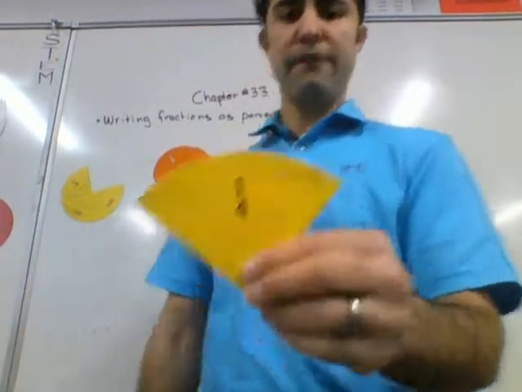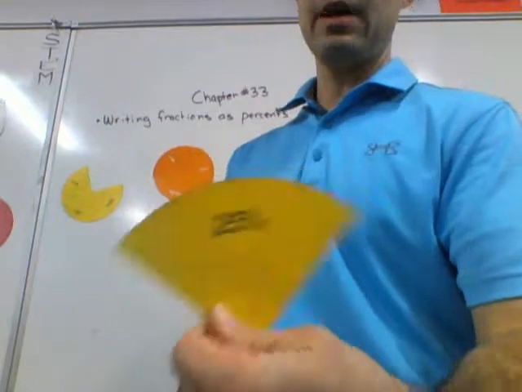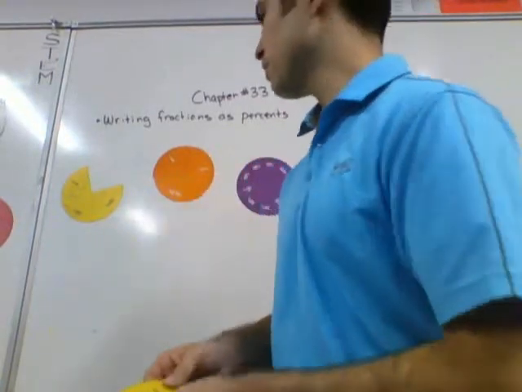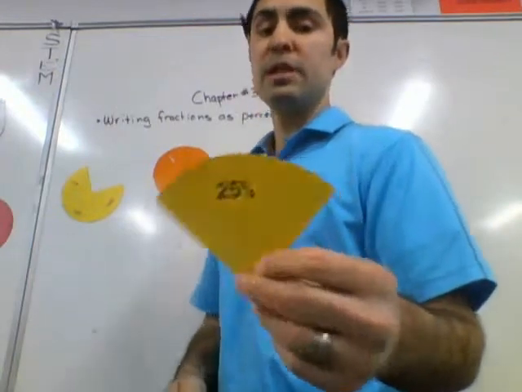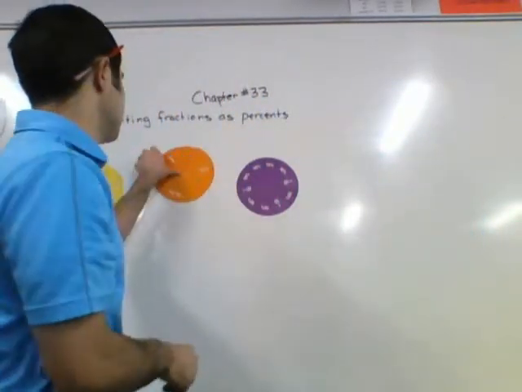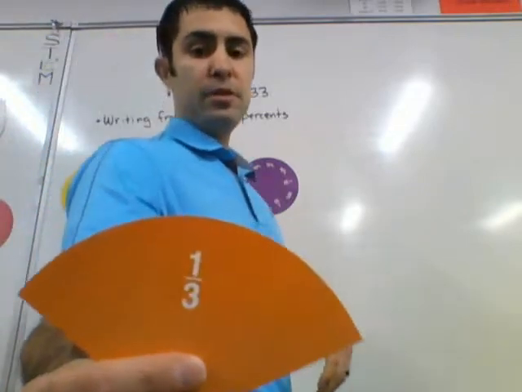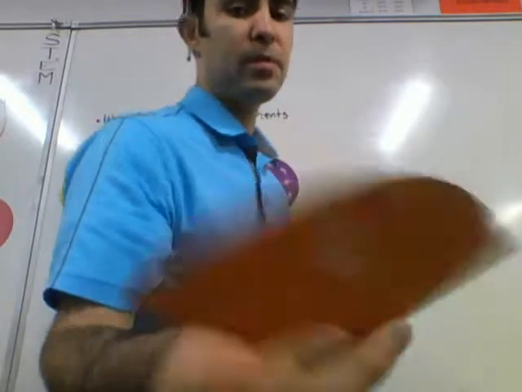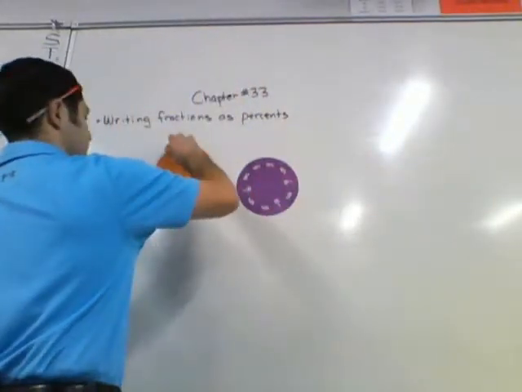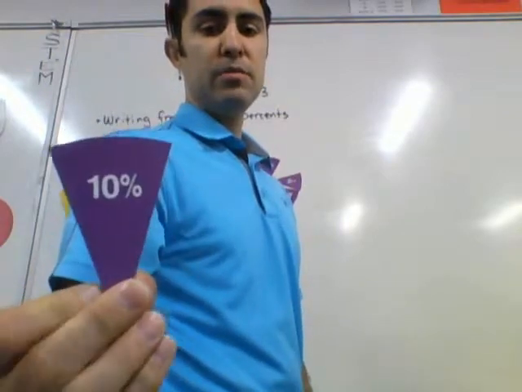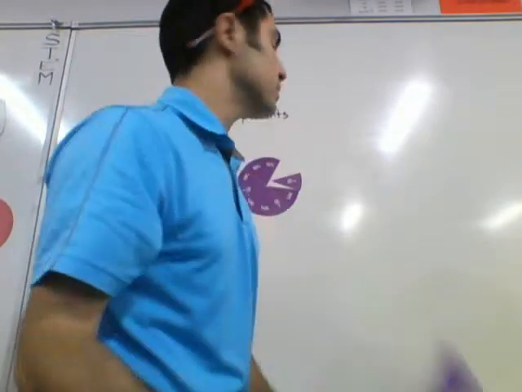Alright, so a fourth of a circle is 25%, but we need to know how to go from 25% back to a fourth. One way is memorization, which I encourage you guys to memorize some of this stuff. 1/3 you should memorize is 33%, and you should also know that 33.3 repeating percent is 1/3. And then 1/10 is also 10%. Okay, 1/10 is 10%, 10% is 1/10.